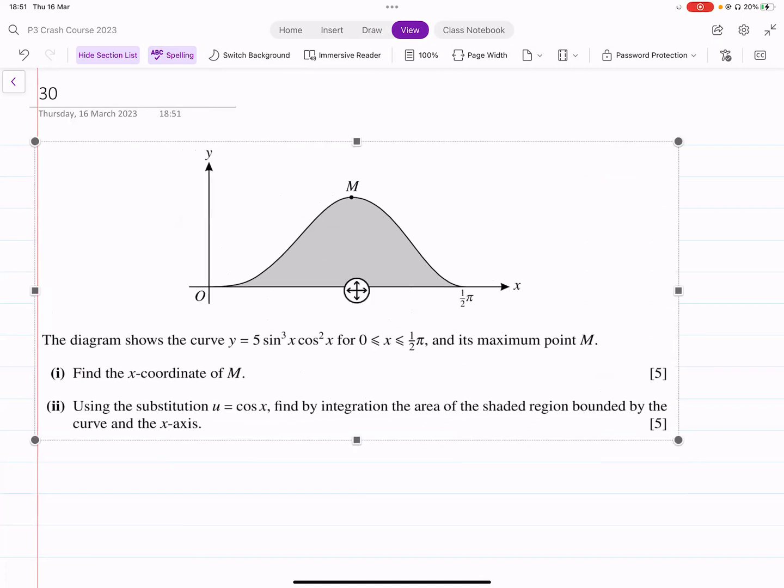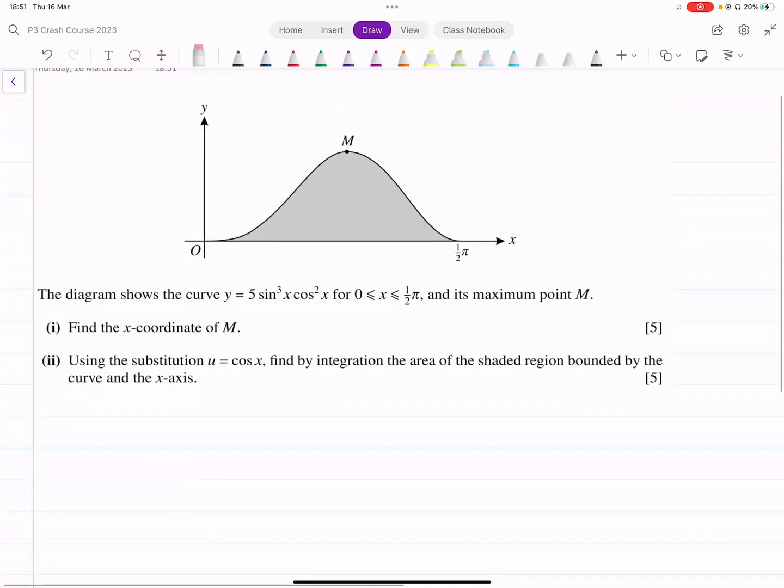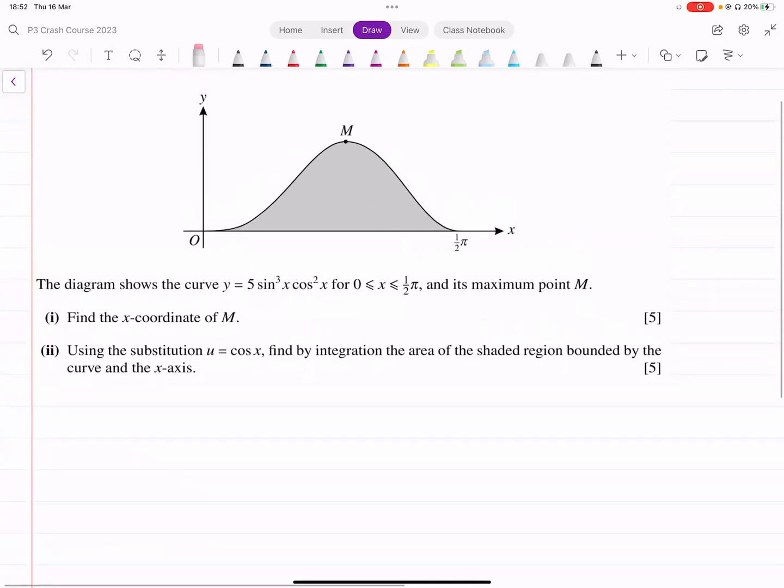All right, so the diagram shows the curve y equals 5 sine cube x into cos square x for x between 0 and pi over 2. And its maximum point M is there as well. This is the turning point. Now in the first part, it says, find the x coordinate of M. Now M is the turning point, right? M is the maximum point.